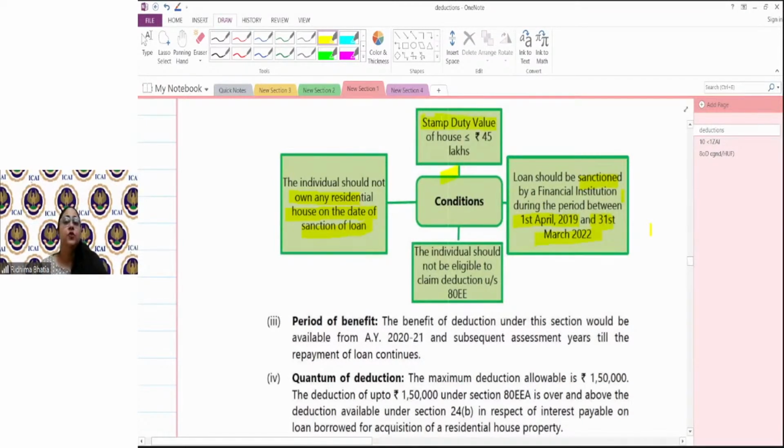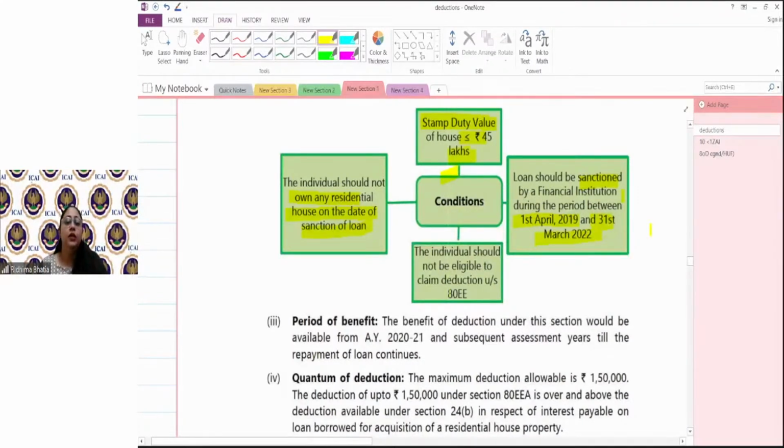Now, यहाँ पे friends, you have to focus on this thing. The stamp duty value under section 80EE, which is 80 double E. First of all, they have not used the word stamp duty value. They've only used the word value when I talk about 80 double E. But when I talk about 80 double EA, they've used the word specifically stamp duty value. Then that stamp duty value should not be more than 45 lakhs.